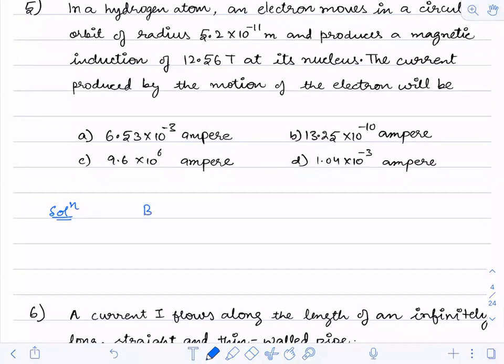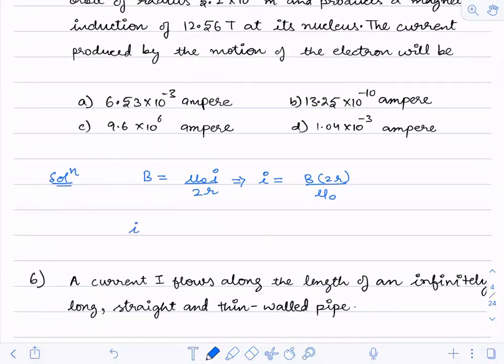So B is given to me. Due to a circular current carrying wire, B is mu naught I by 2R. Now from here I have to calculate the I value. So I will become B into 2R divided by mu naught. It is same as question number 1. The magnetic field value is given to me, which is 12.56. And the R value is given to us. Mu naught value is 4 pi into 10 power minus 7.